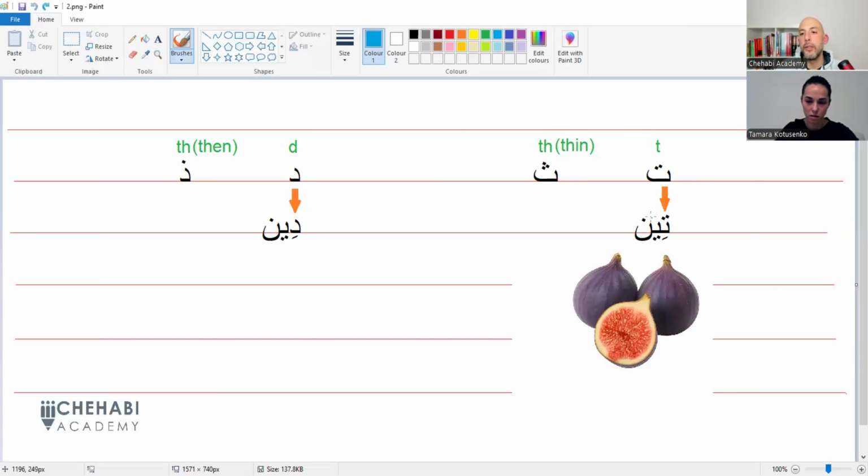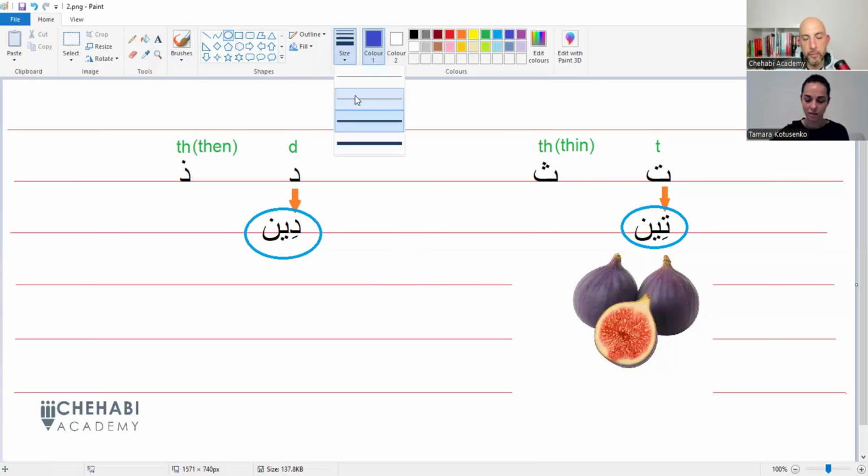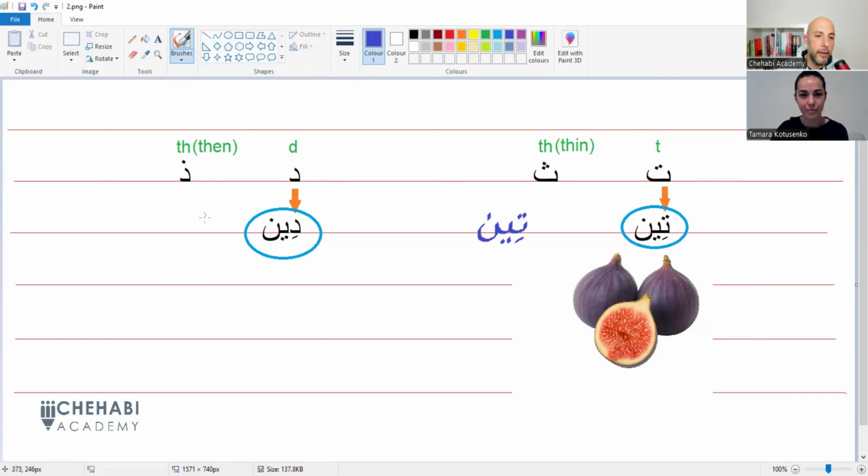Now let's read this word together. Teen, figs. Whereas this word, deen, religion. You see, T and D. We will write teen and deen together. Teen, we learned it before: ta, ya, and noon. Whereas deen: dal, ya, and noon.